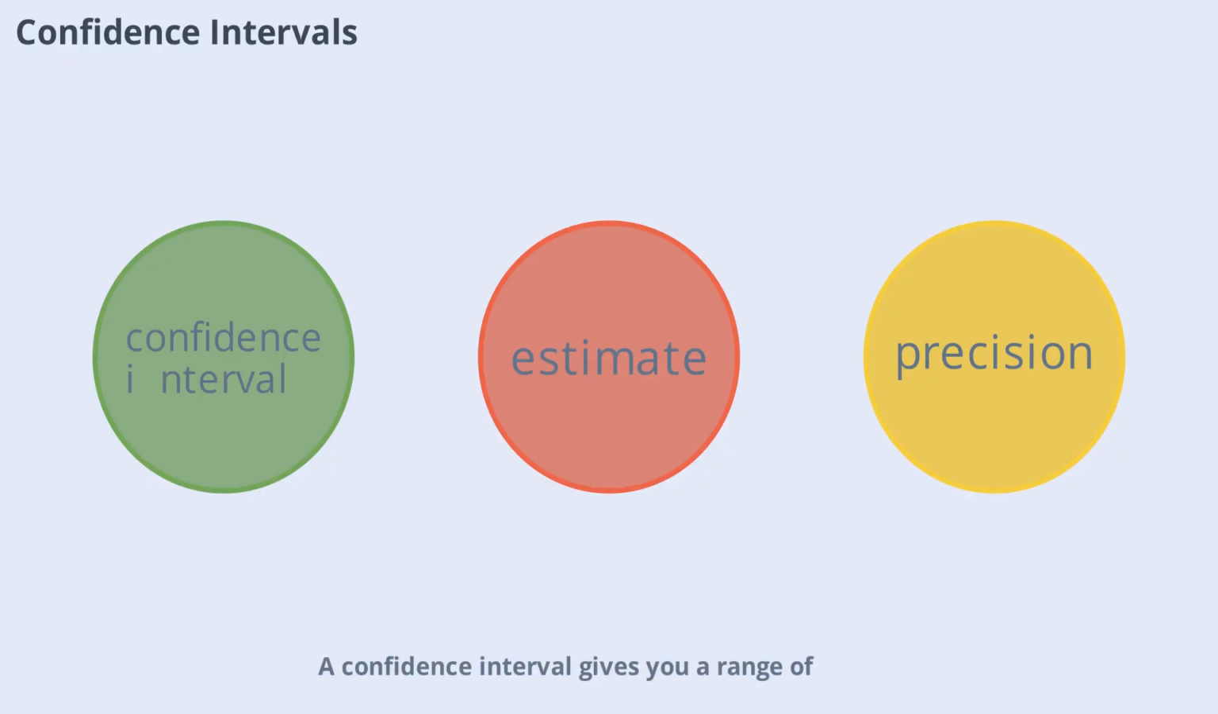A confidence interval gives you a range of values that likely includes the true population parameter. For example, you might estimate that the average height of a population is between 160 and 170 centimeters with 95% confidence. Confidence intervals provide a measure of uncertainty and help you understand the precision of your estimates.